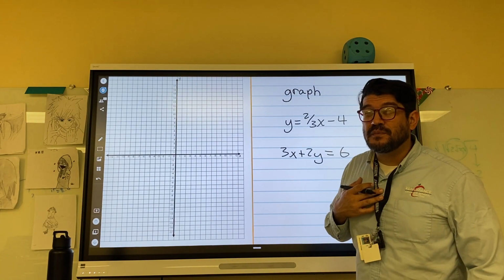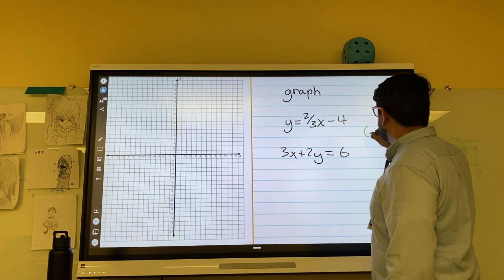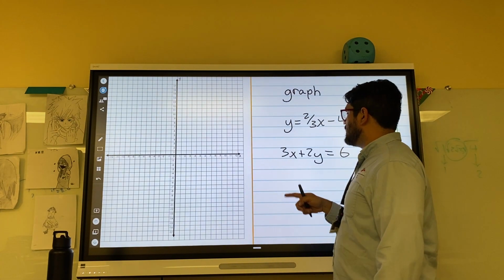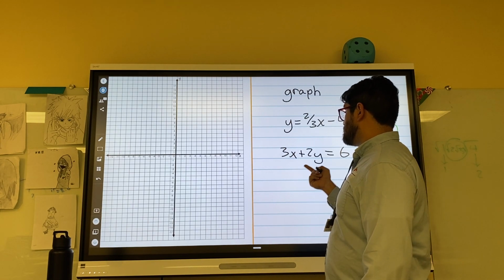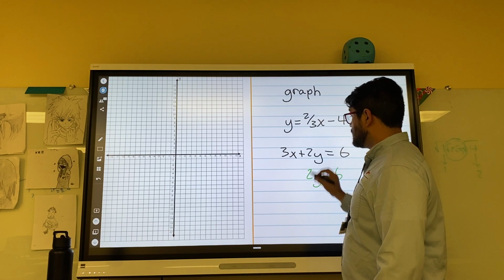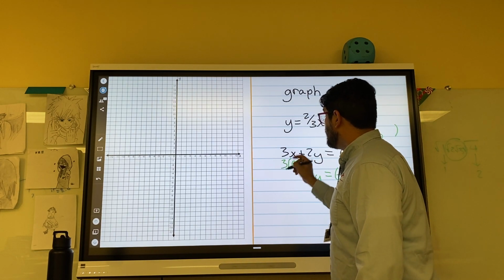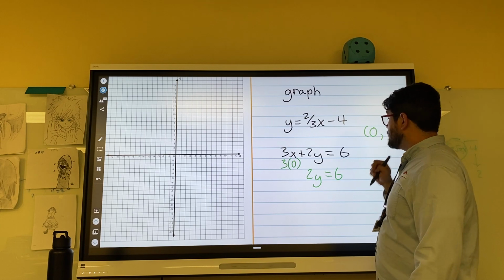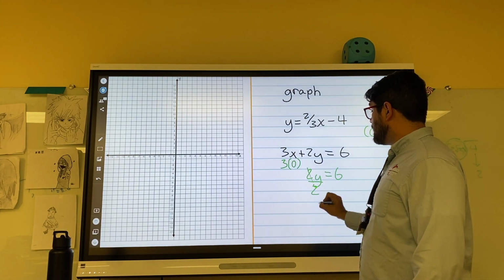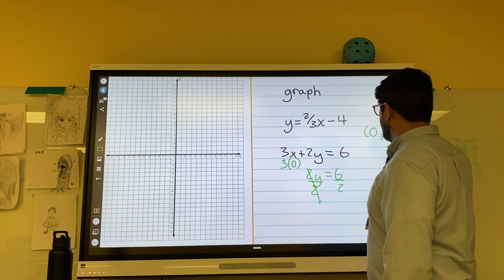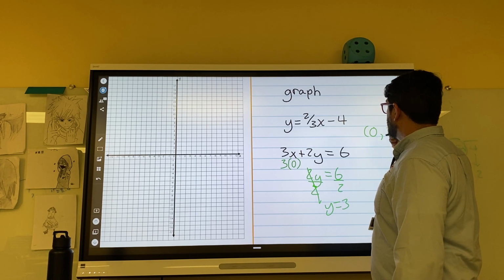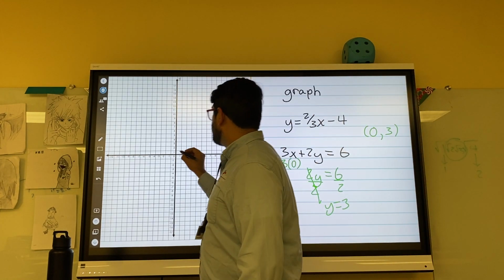The easiest number for me to always put in a formula is x equals 0, and then I can figure out y after. So if I put x equals 0 in here, I'm going to get 3 times 0, which is 0. So I'm left with just 2y equals 6. Just so you know what I did, I put a 0 into x. Now I have to figure out what my y is. So I have to leave the y by itself. I'm going to divide by 2, divide by 2. Y equals 3. So now I know that one of the spots is (0, 3).